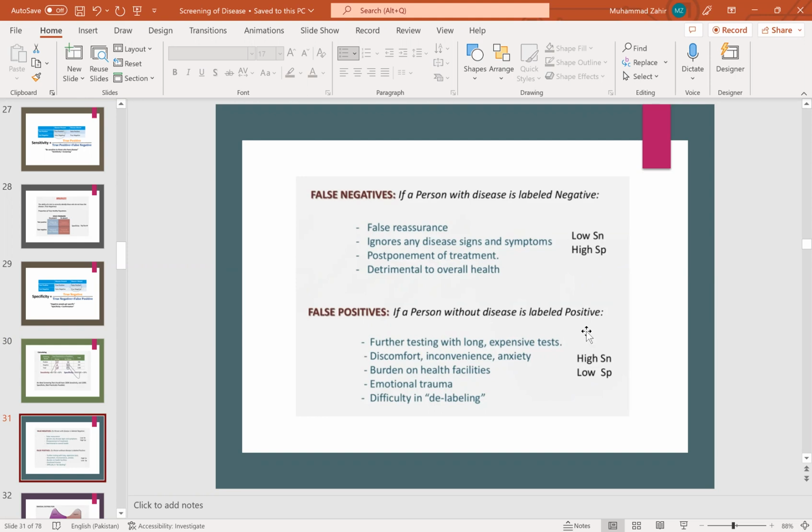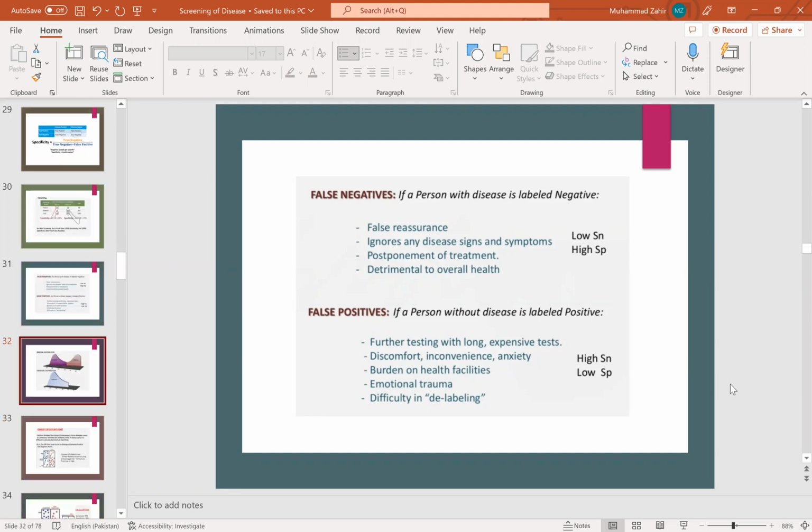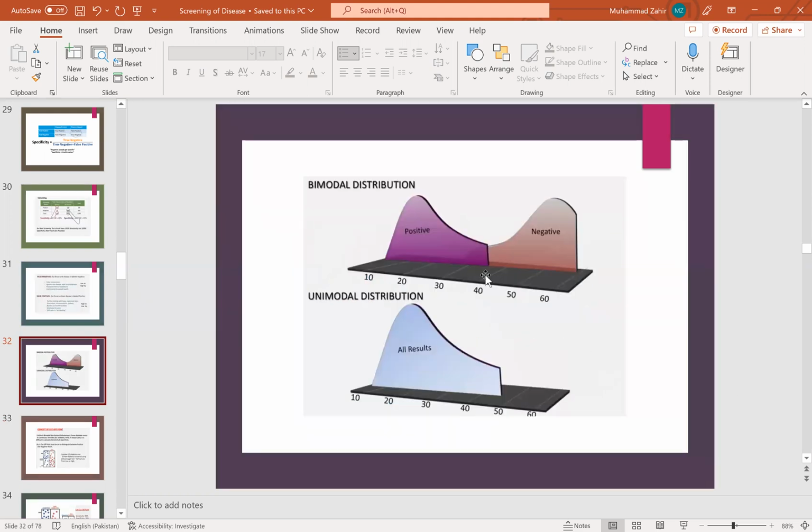So what would be the result? Further testing with long, expensive tests, discomfort, inconvenience, and anxiety, burden on health facilities, emotional trauma, and difficulty in delabeling. So high sensitivity and there should be low specificity. If we see the bimodal distribution, the true positives would be like this and negatives would be like this, but in unimodal distribution, all results will come like this.